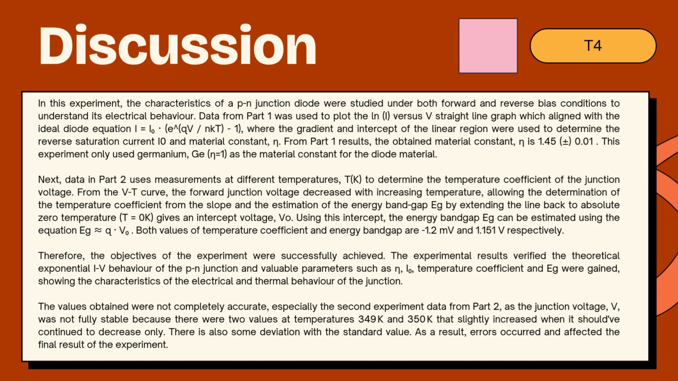The results verified the exponential current voltage behavior of the PN junction and allowed extraction of key parameters such as ideality factor N, I naught, temperature coefficient, and energy band gap, reflecting both electrical and thermal properties of the junction. However, the results, especially in part 2, were not fully accurate due to the instability in the junction voltage, with small anomalies at 349 Kelvin and 350 Kelvin. These deviations introduce errors, slightly affecting the final outcomes.